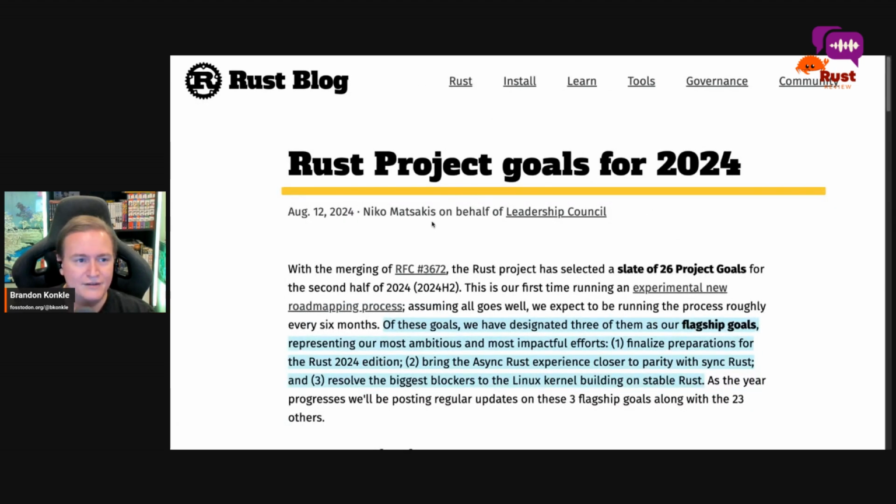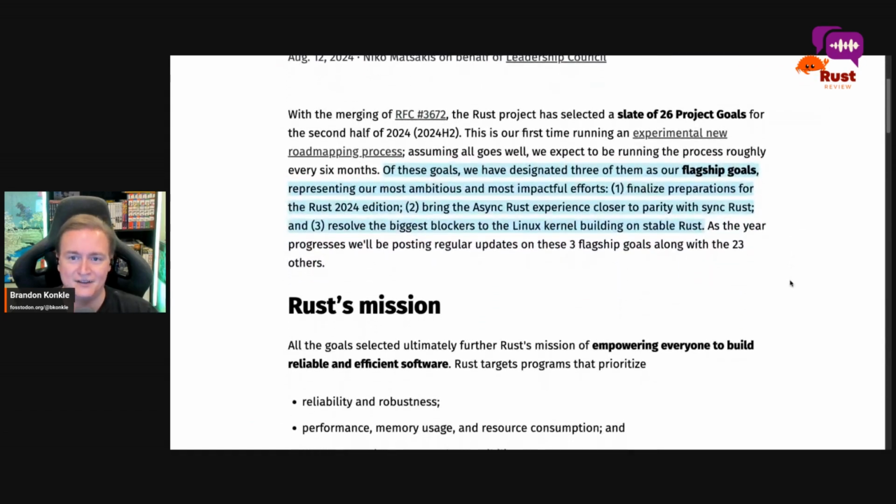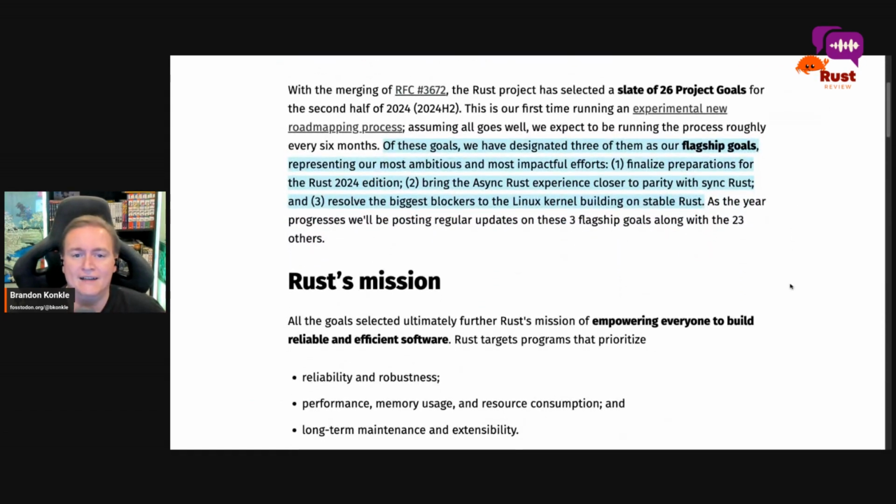They go on to this is Niko Matsakis talking about Rust's goals for 2024, and I like the direction that we're heading here. The article kind of outlines how they sat down and selected a slate of project goals. They're using this new road mapping process, and so we'll see how that goes. So this is roughly a 6-month cycle or iteration that they're targeting, 3 flagship goals and then 23 other secondary goals. The flagship goals are what they call their most ambitious or impactful efforts.